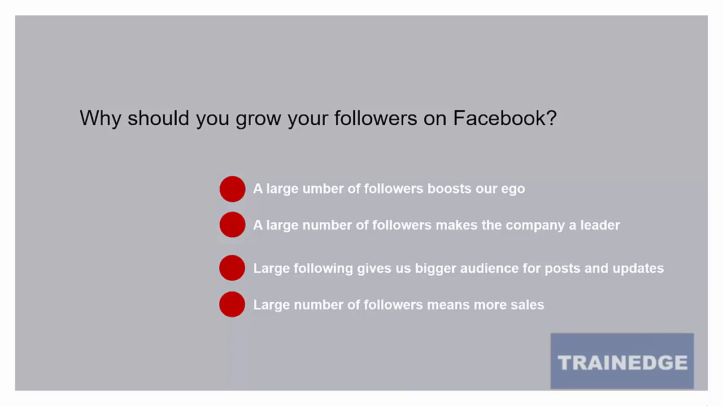The correct answer is large following gives us bigger audience for posts and updates. The more audience that we have, the more likely that they will engage with it. So more number of people will engage with our posts and updates, and therefore more and more people will see this in their newsfeed because their friends interacted with the newsfeed.